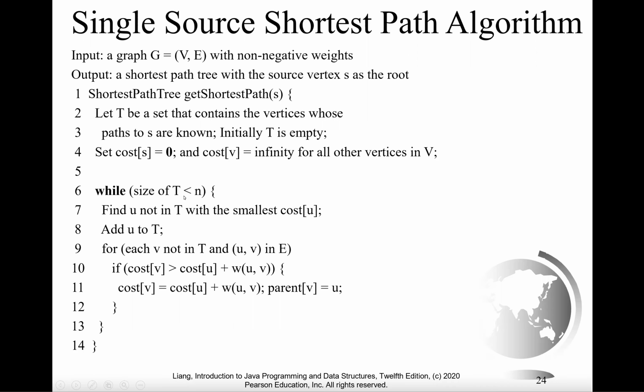While size of T is less than n, we're going to find the U not in T with the smallest cost. Add U to T. For each V not in T and UV is in E, we're going to see if the cost of V is greater than cost of U plus W(UV). We're going to update the cost for V and also update the parent for V.